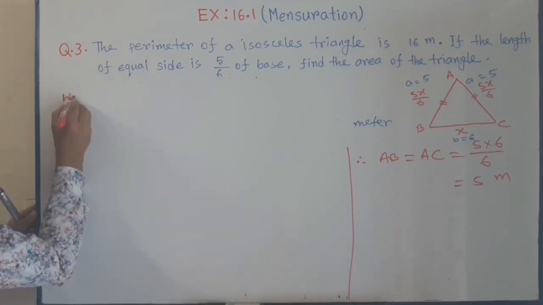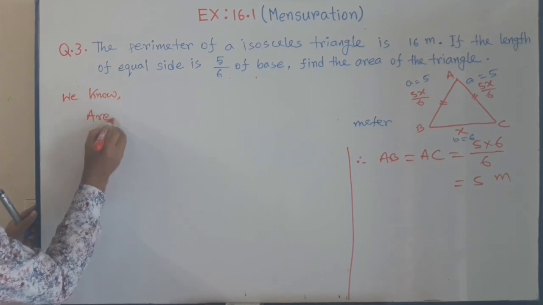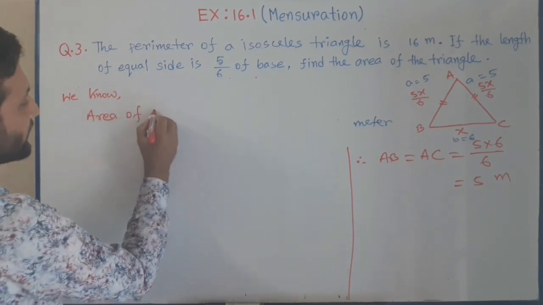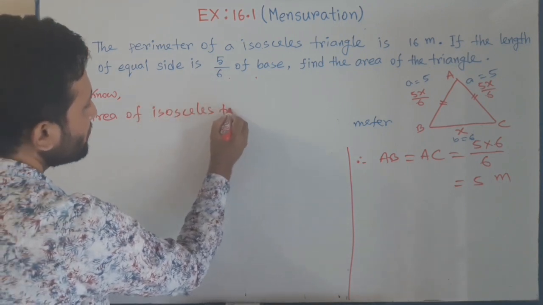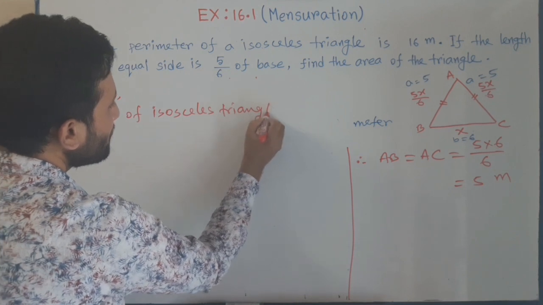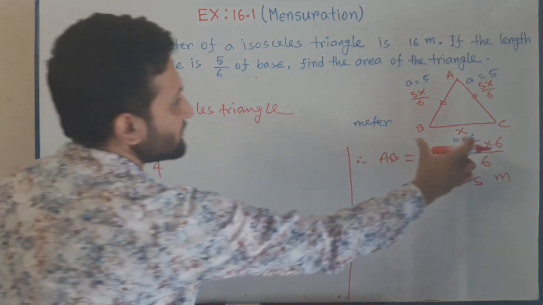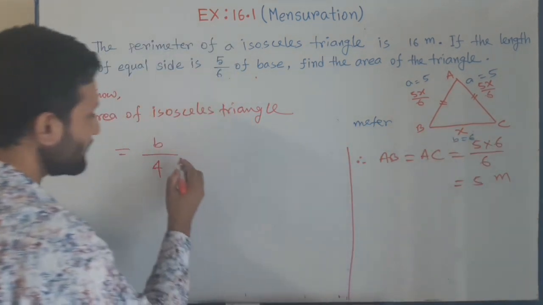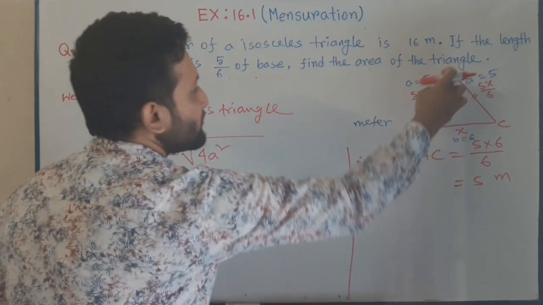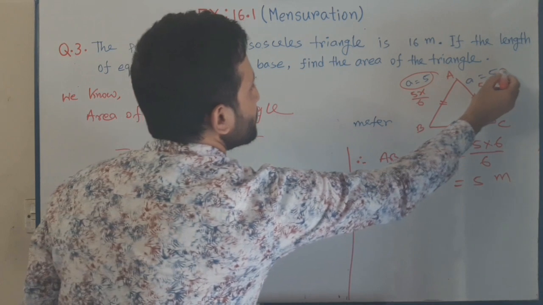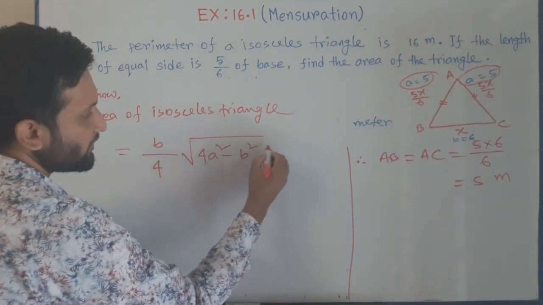We know the area of an isosceles triangle is equal to b by 4 into root of 4a square minus b square, square unit. Here b means the base BC, and a means the equal side, AB and also AC.